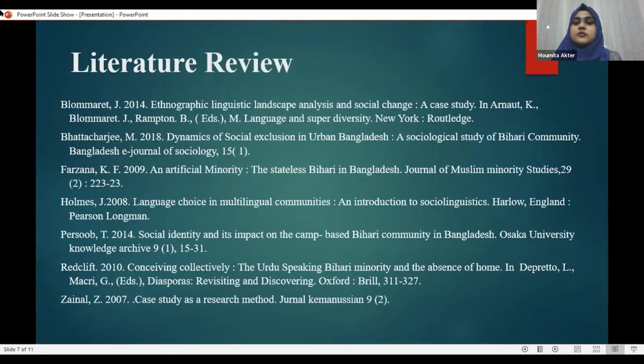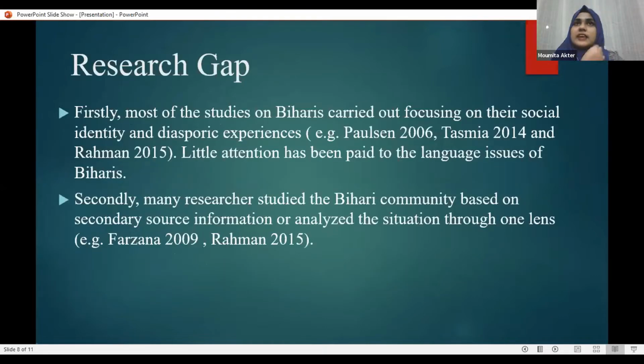Okay, so I have reviewed a number of literature and I found some research gaps. First of all, most of the studies on Biharis are carried out focusing on their social identity and diasporic experiences. And actually, their language issues are ignored for many years. And secondly, I found one methodological gap, that is, many researchers studied the Bihari community based on secondary source information. That is, little empirical research has been done in this field, or they analyze the situation through one lens.